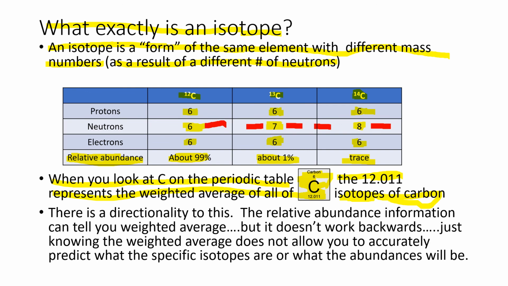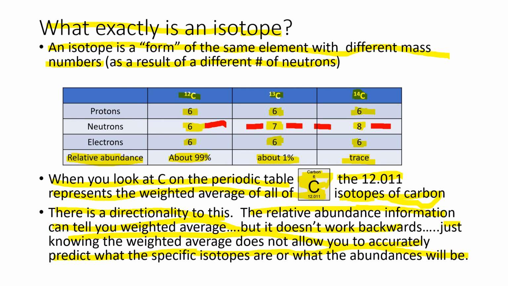The big take-home lesson is that there's a directionality to this. The relative abundance information in the table can tell you the average, but it doesn't work backwards. Just knowing the weighted average does not allow you to accurately predict what specific isotopes there are or what their abundances will be. If you just had carbon's average of 12.011, you wouldn't necessarily know the abundance of carbon-12, carbon-13, carbon-14, or even if there was necessarily a carbon-14 or 13.